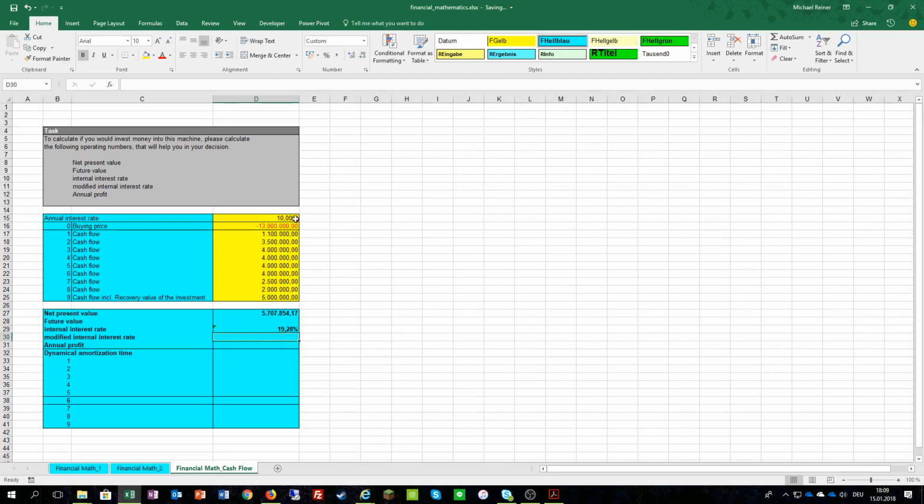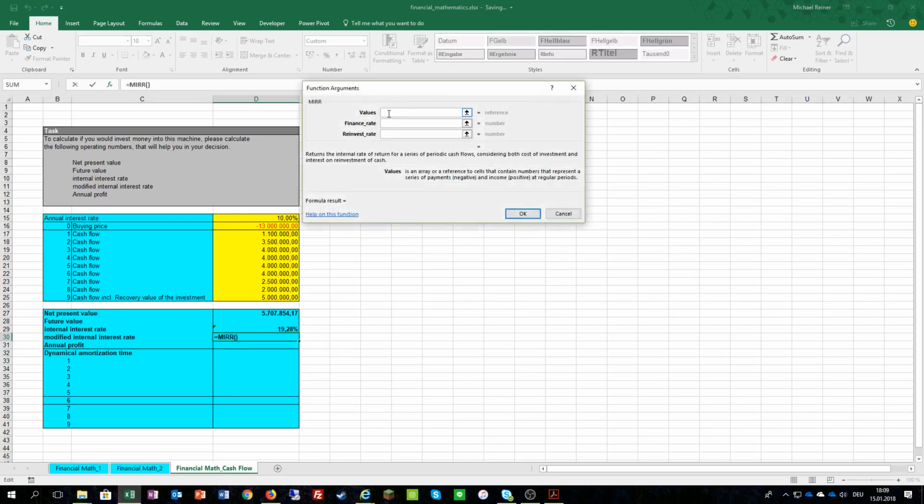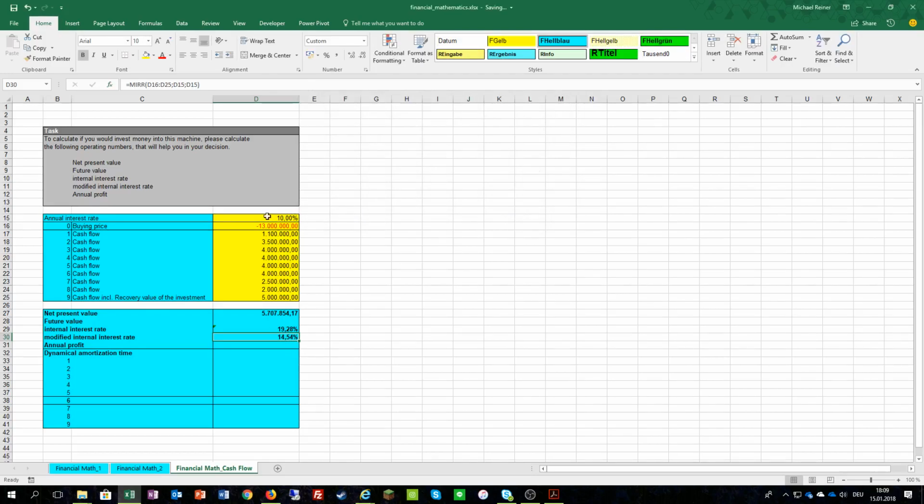Due to the fact that we have an interest rate of 10%, we need to recalculate or modify that. This can be done by the modified internal rate of return, where we basically have the same inputs. So we have the values, but here we have a finance rate and the reinvestment rate. So we are looking at the money coming in and reinvesting the money at the proper percentage. And so in total, we're looking at this investment having an interest rate of 14%, which is not too bad at the moment.